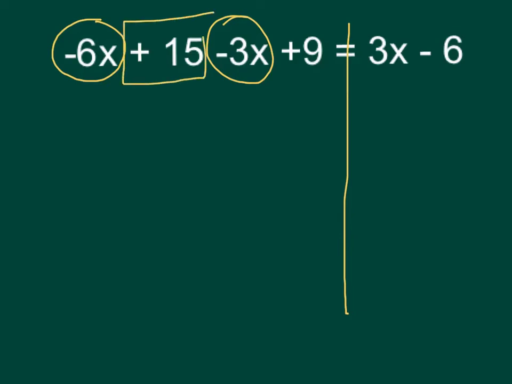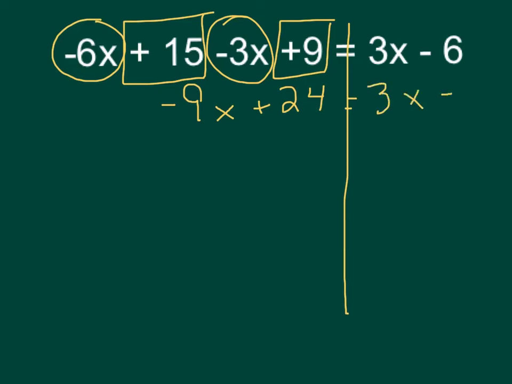We have a plus 15 and a plus 9. Again, those are like terms, we're going to combine those. So after we combine our x's, we have negative 9x, and we combine our numbers, we end up with positive 24. We can take a look at the right side of the equal sign. Well, the right side is already as simplified as we can get it. So we're just going to bring down our 3x minus 6.